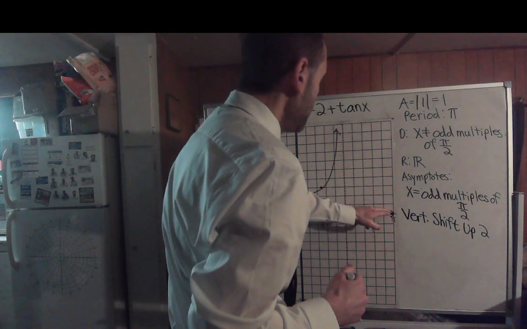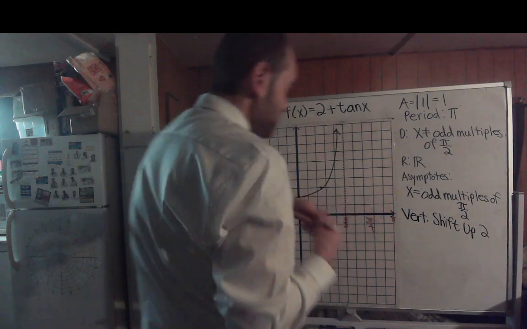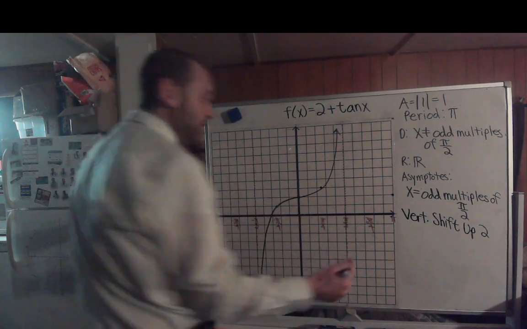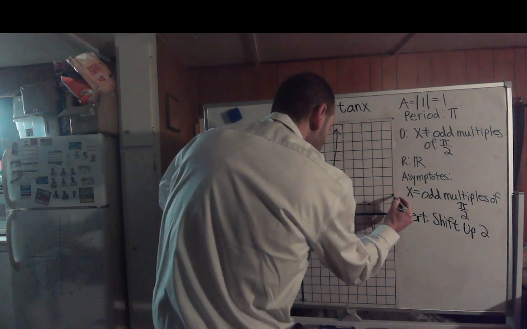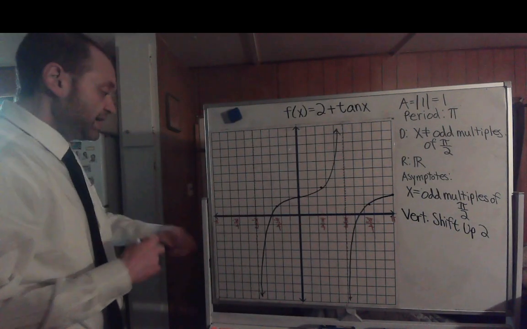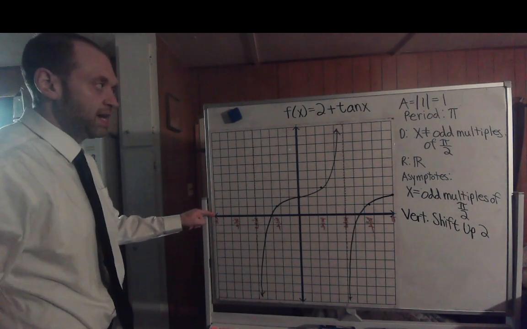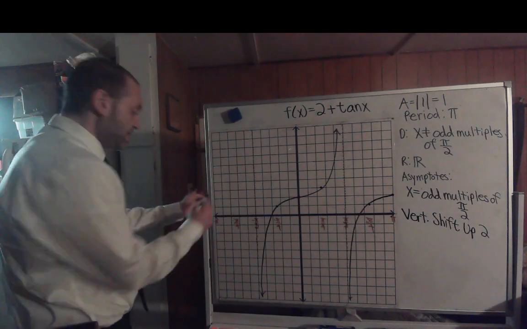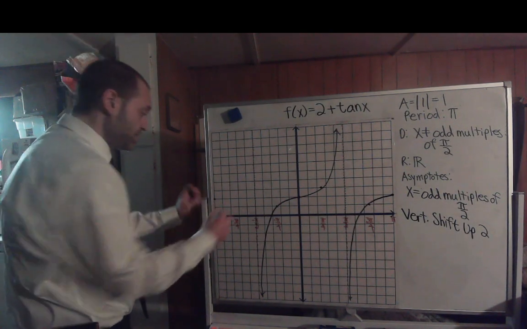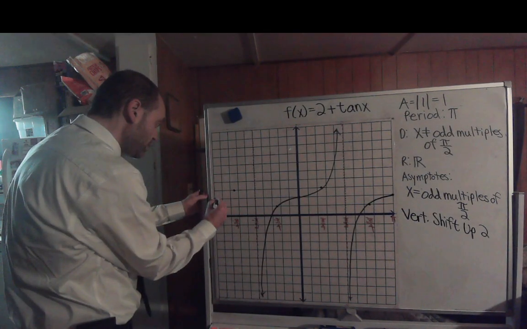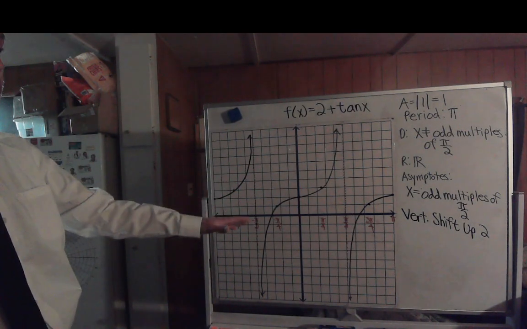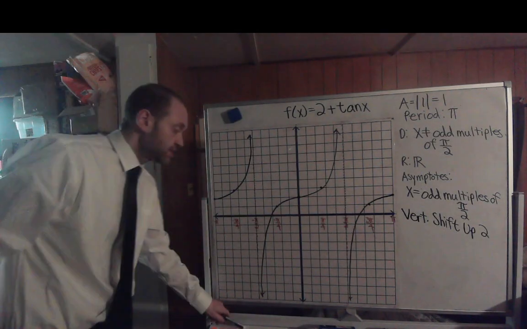Your tangent of pi is normally 0, but you add 2, you'll actually have a y-coordinate of 2. Tangent of 3 pi over 4 is normally negative 1. If you add 2, you'll get positive 1. Okay, and then we have negative 3 pi. Sorry, let's do negative pi. That would normally give you 0. You add 2 to that, you'll get 2. Negative 3 pi over 4 is normally 1. You add 2 to that, you'll get 3. So there are your vertically shifted tangent curves. Everything was shifted upward 2 units.